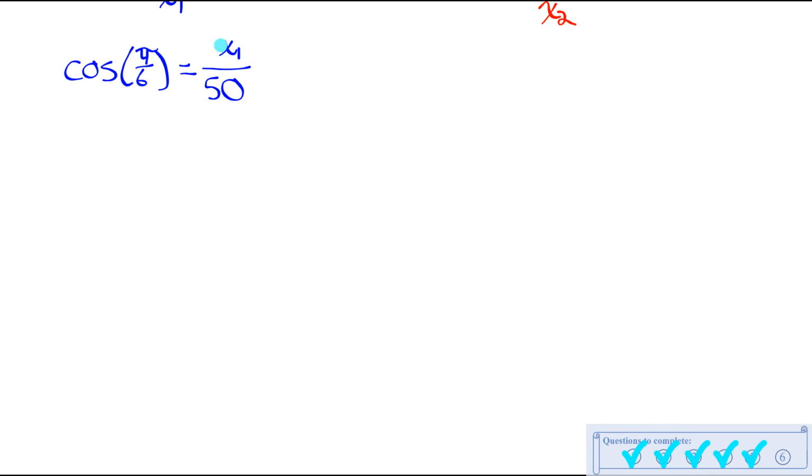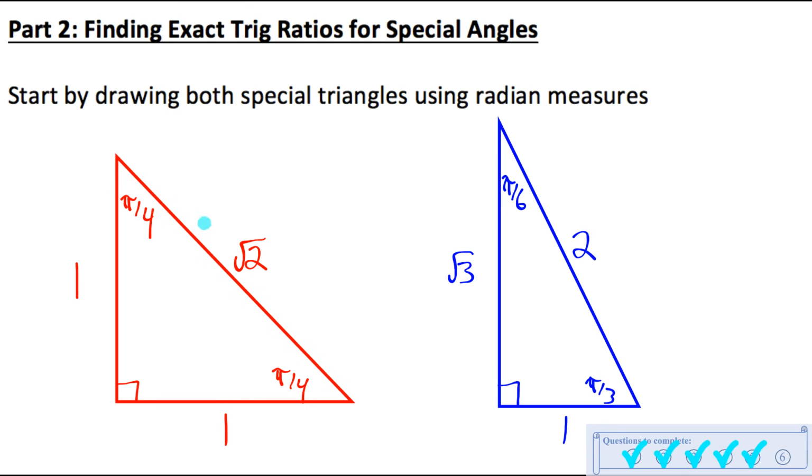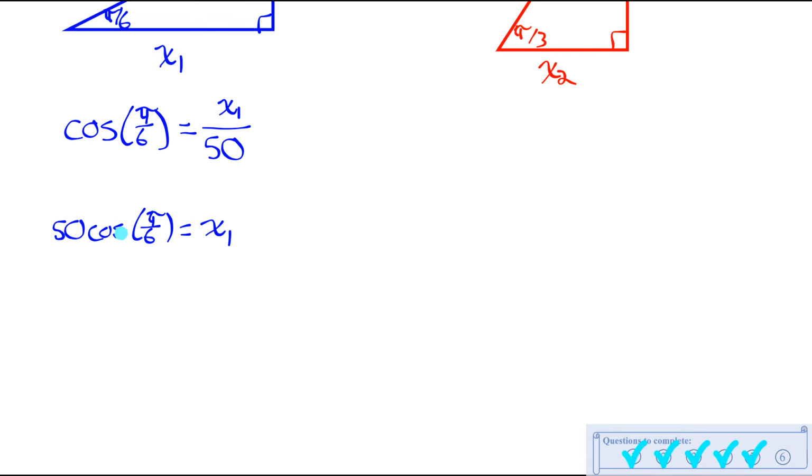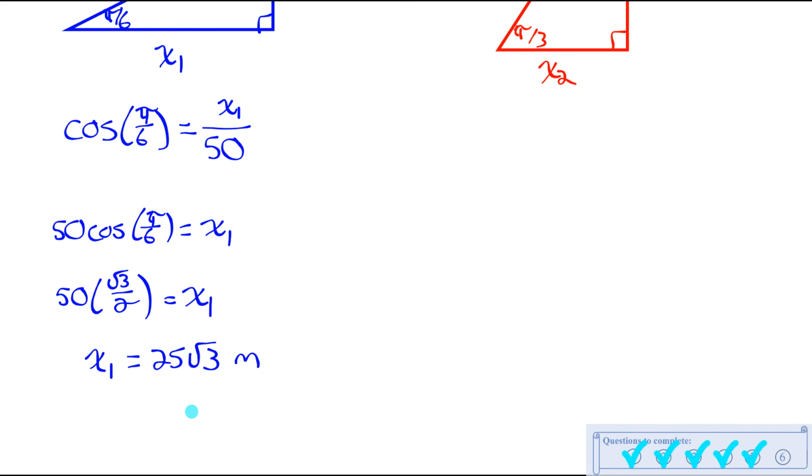And then let's isolate x1. So multiply both sides by 50. I get 50 cos pi over 6 equals x1. And cosine of pi over 6, I can get an exact expression for that from my special triangle. Cosine of pi over 6 would equal adjacent over hypotenuse, root 3 over 2. So I can replace cos pi over 6 with root 3 over 2. So I have 50 times root 3 over 2 equals x1. 50 divided by 2 is 25, so I can say x1 equals exactly 25 root 3 meters.